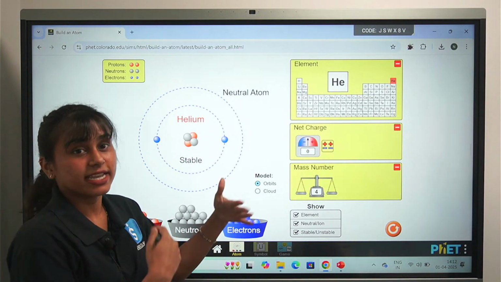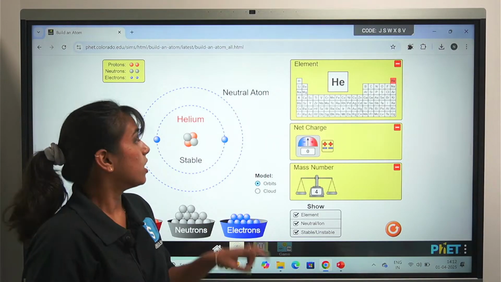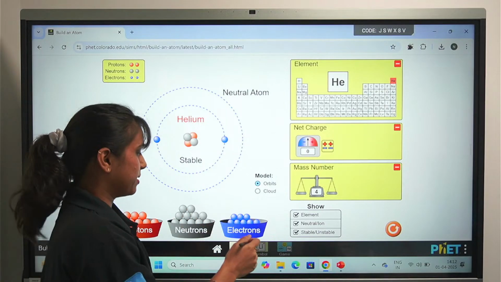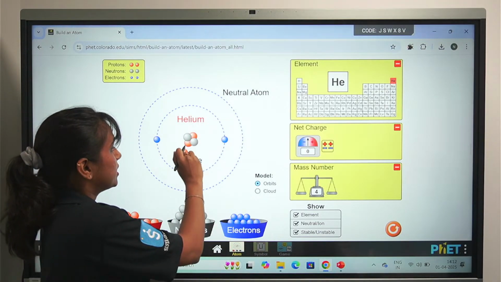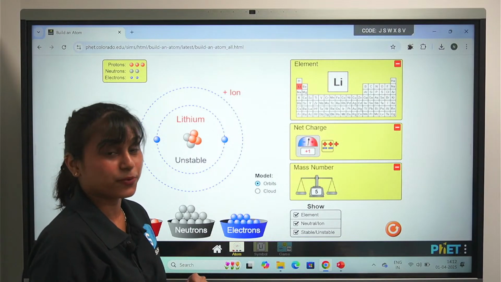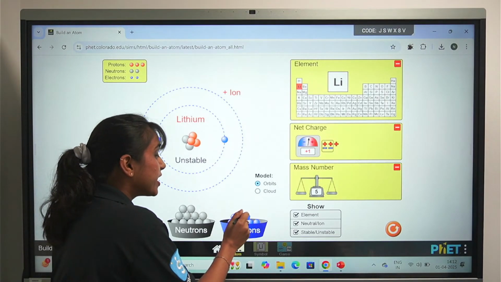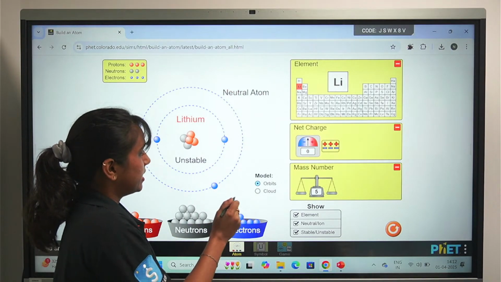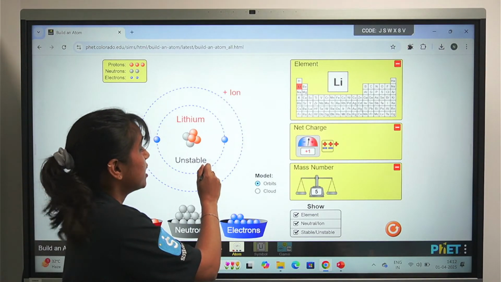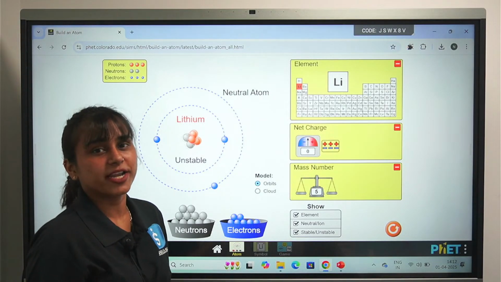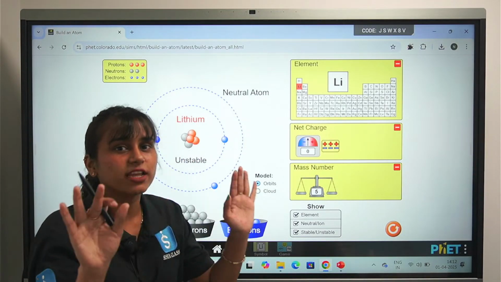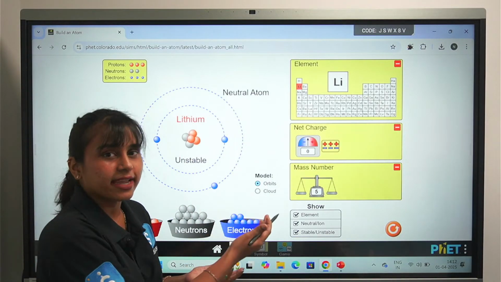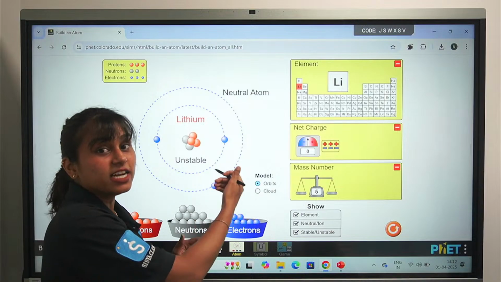Let's see the next element, that is lithium. Now this shell is fully occupied. We have 3 protons now, and let's see whether we can put this electron into this shell. I am trying to put this in the first shell, but it is not accommodating it. That means the first shell is fully filled and can accommodate only 2 electrons. Now the next electron goes in the second shell.